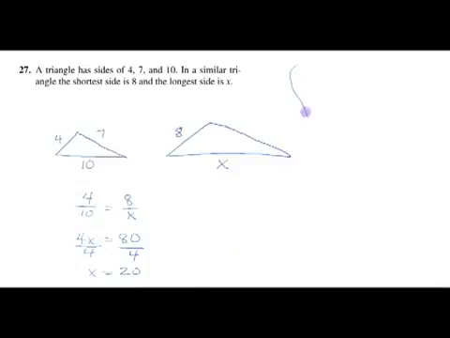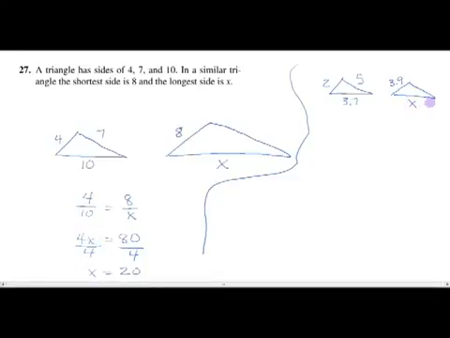Let's say that we have a different situation where we have triangles something like this. 2, 3.7, and 5. Then we have this other triangle, and its shortest side is, let's say, a 3.9, and we want to figure out what this bottom side is. So we can set up a proportion again. 2 is to 3.7 as 3.9 is to x.